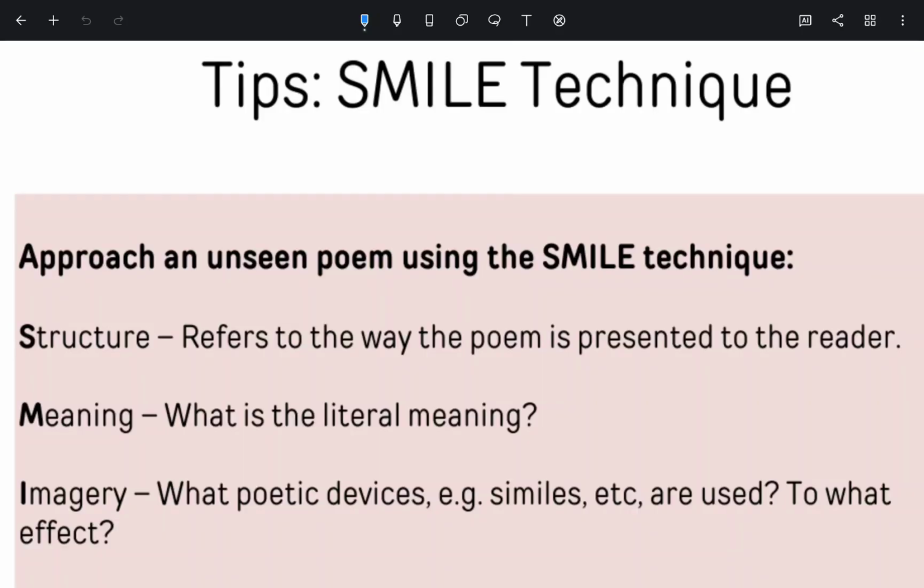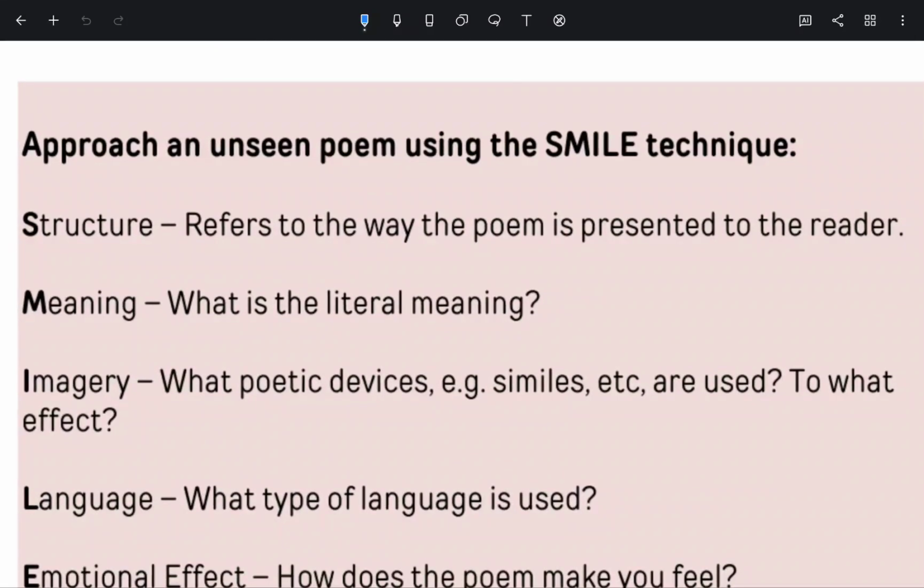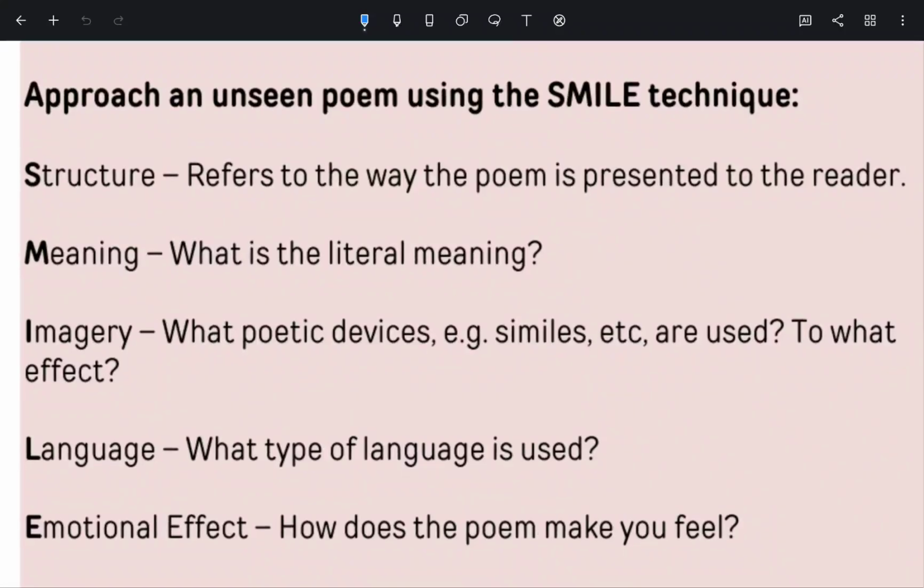As you can see, SMILE is an acronym that we use for your unseen poetry. Each letter stands for something. S stands for structure. Here it refers to the way the poem is presented to the reader. That's something you need to comment on. M, the meaning. What is the literal meaning of the unseen poem? One top tip I would give you is to look at the title as well, because the title often gives you big clues and an insight into what the poem will be about.